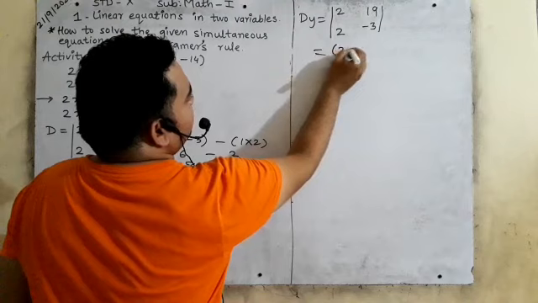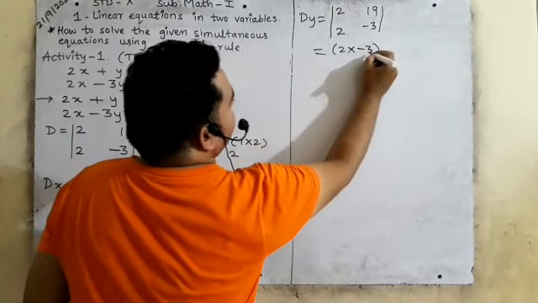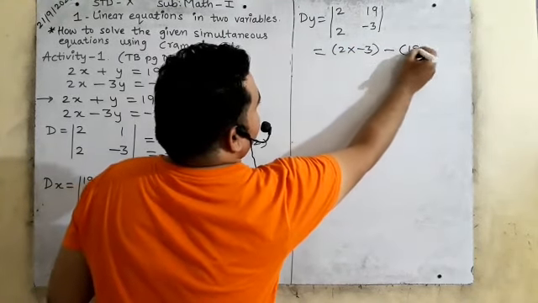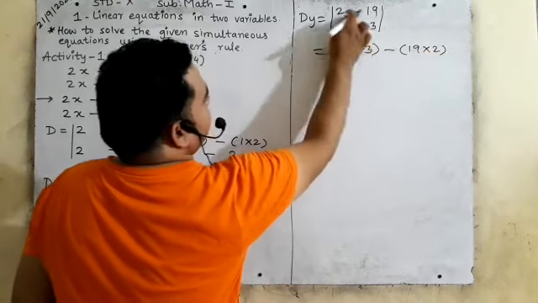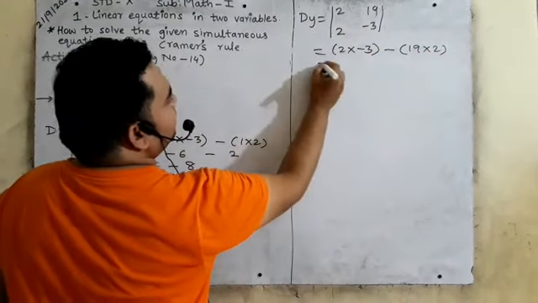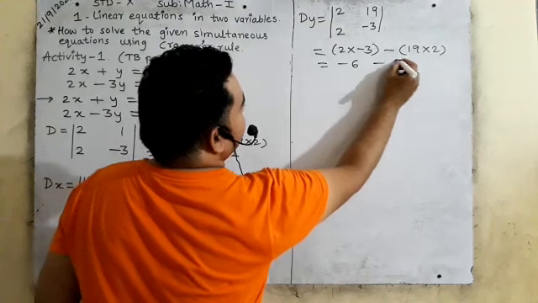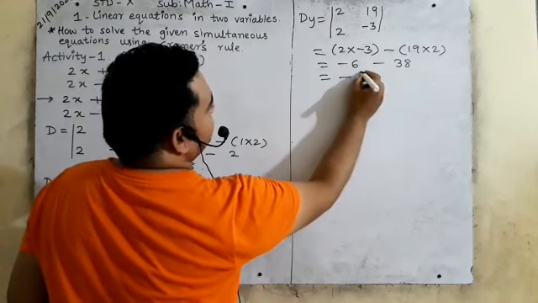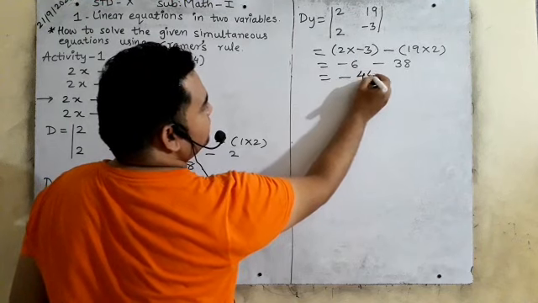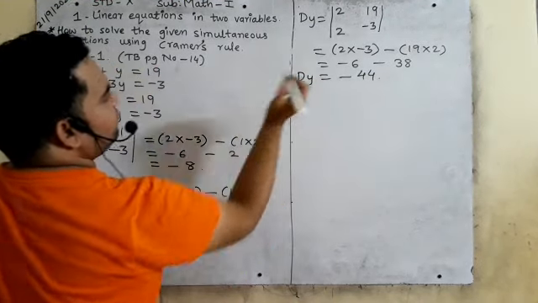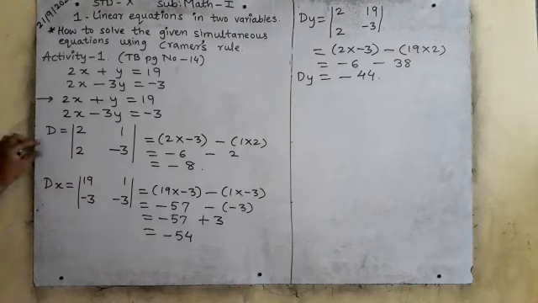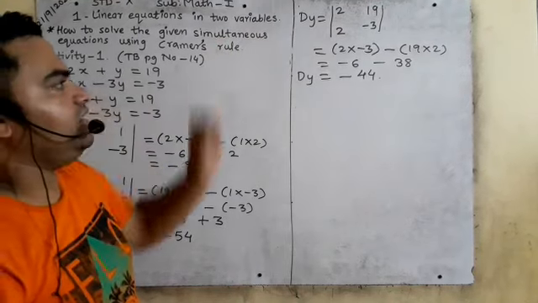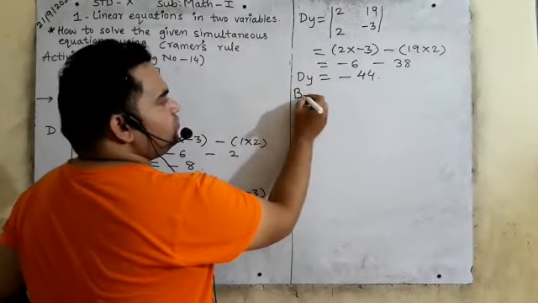This 2 will multiply by minus 3, minus 19 will multiply by 2. Okay, this to this. Now this is minus 6 minus 38. So what is the answer? Minus 6 and minus 38 is minus 44. That is your Dy. Is it clear? Now D, after Dx, Dx after Dy. Now you have to use Cramer's rule.